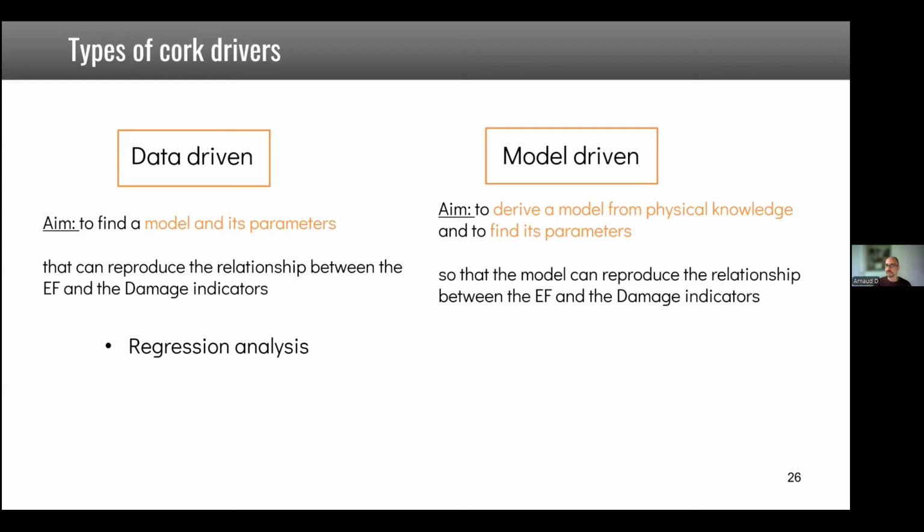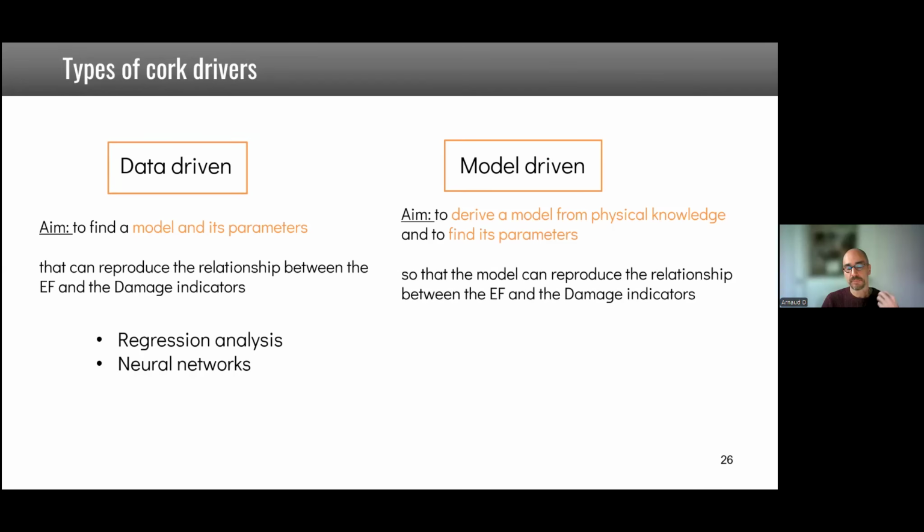And so the way you're going to do that is do some regression, so some fitting basically between your experiment, your environmental factors and your damage indicators, for example. And one way I put neural networks, just because it's a bit specific field, but actually neural networks can also be used to do regression analysis. It's not much different from all these other methods, and I will give you a few hints about that. I don't have time to detail, but okay.